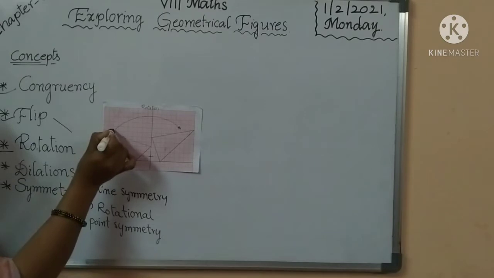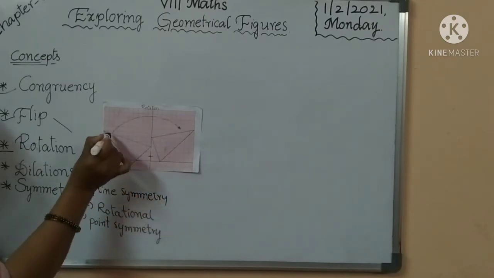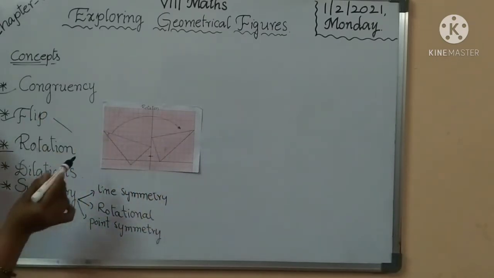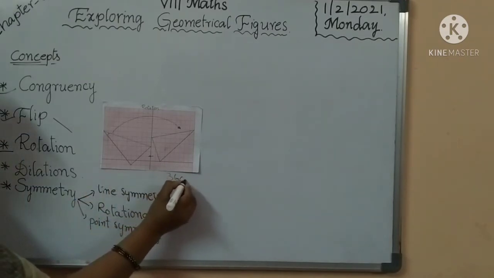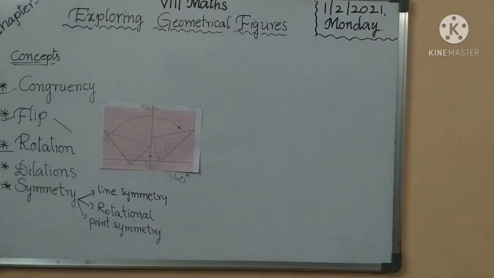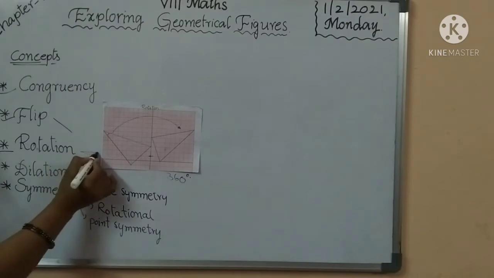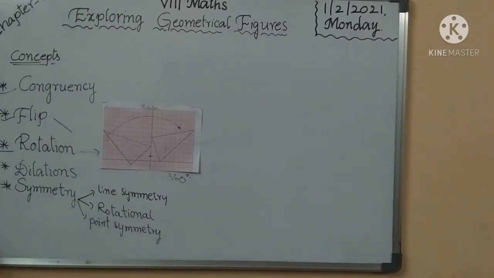Starting from here we rotate the figure up to the same place, that is called a full rotation. The full rotation is 360 degrees. Did you understand, children? It is the rotation definition. Once again repeating, what is the rotation? Rotation means turning around a center. The distance from the center to any point on the shape stays the same.